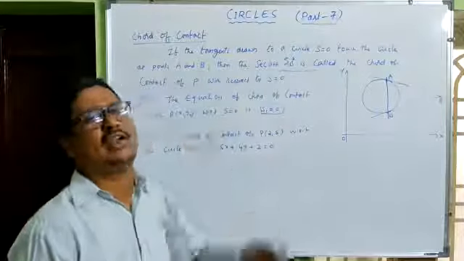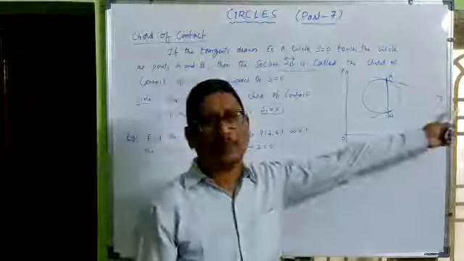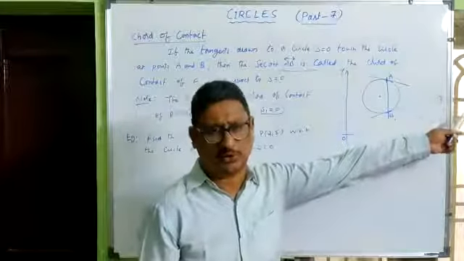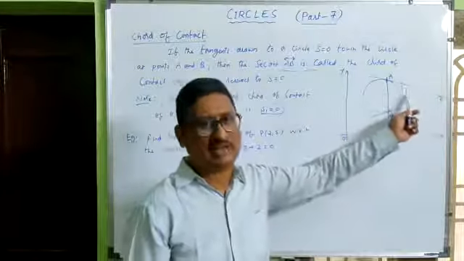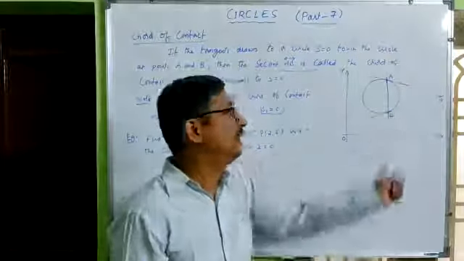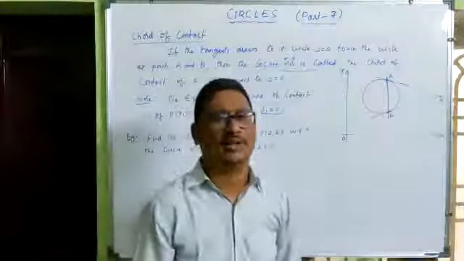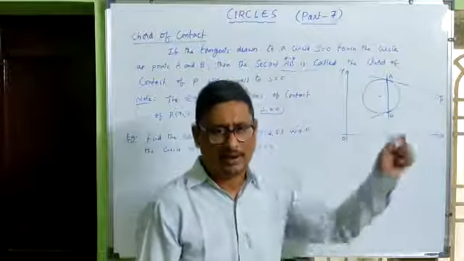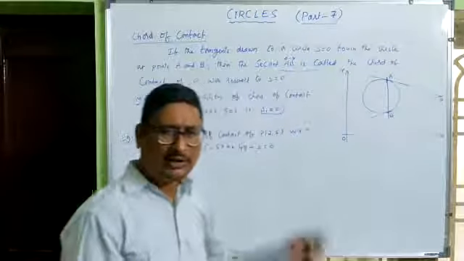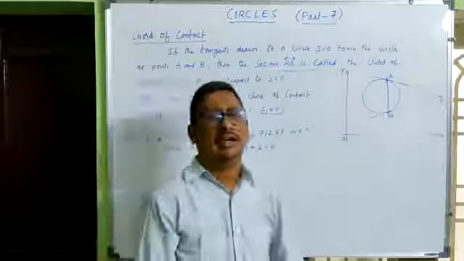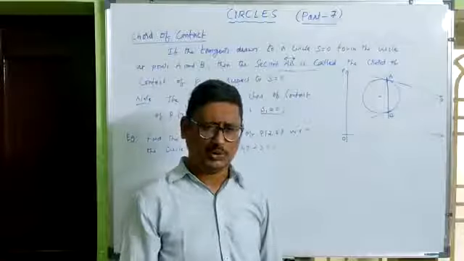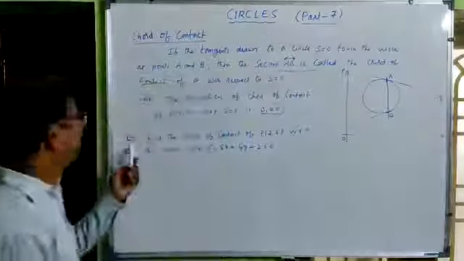What is chord of contact? If the tangents are drawn from P to the circle S = 0 and touch the circle at A and B, then the secant AB is called the chord of contact of P with respect to the given circle. The equation of the chord of contact is S1 = 0. Now we will see an example.